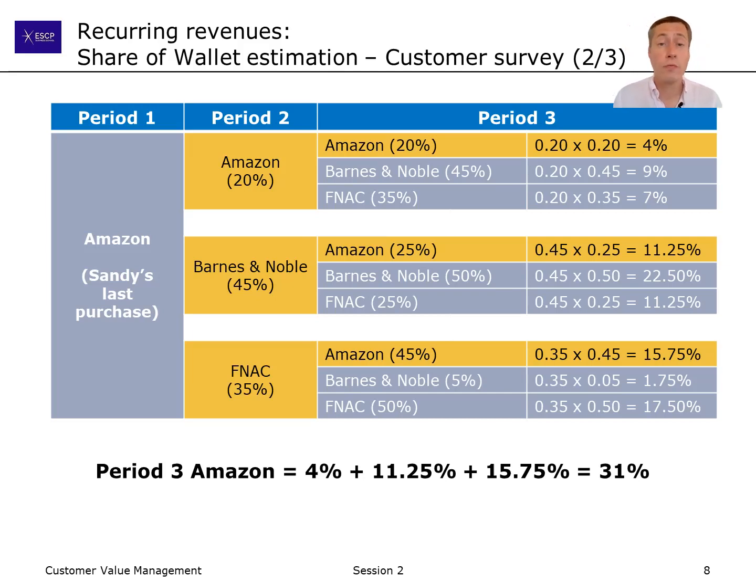Now, if we want to find out what is the chance that Sandy ends up with Amazon in period 3, you have to add the 4, the 11.25, and the 15.75, and we come to 31%.